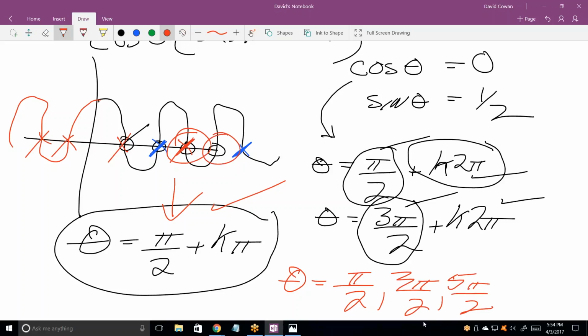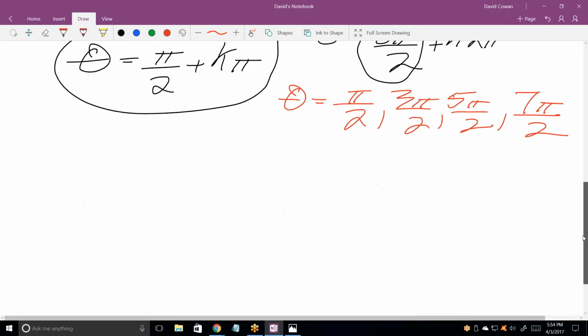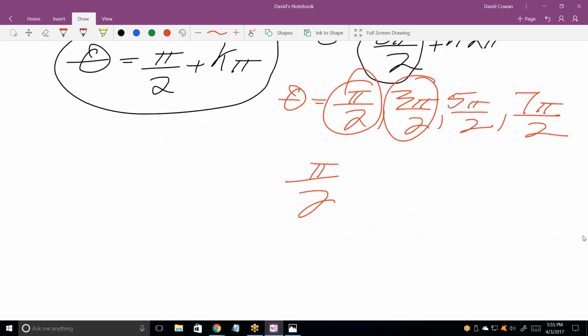This one here is 7 pi over 2. Well, now I can see there's a series going on there. And what is the series? Well, it's the first term, pi over 2, plus what do I have to add to it to get to that? I got to add pi.